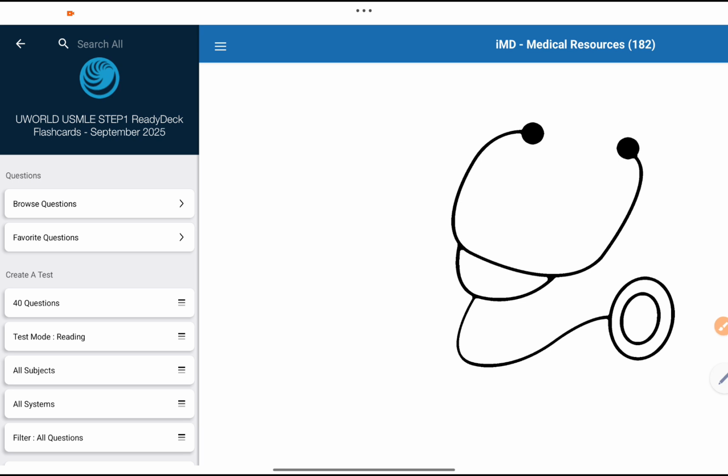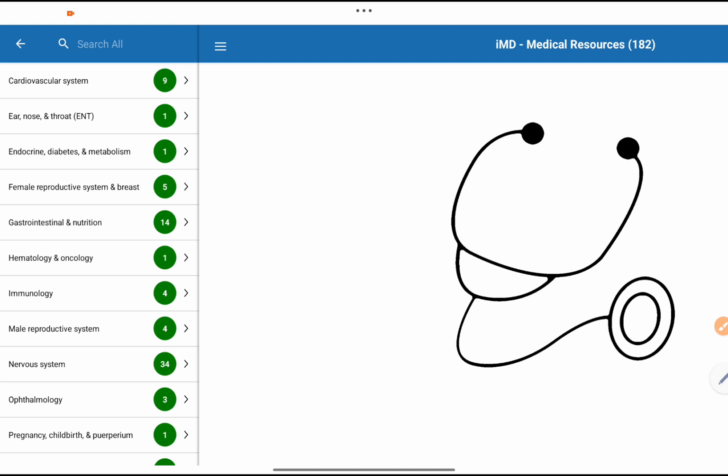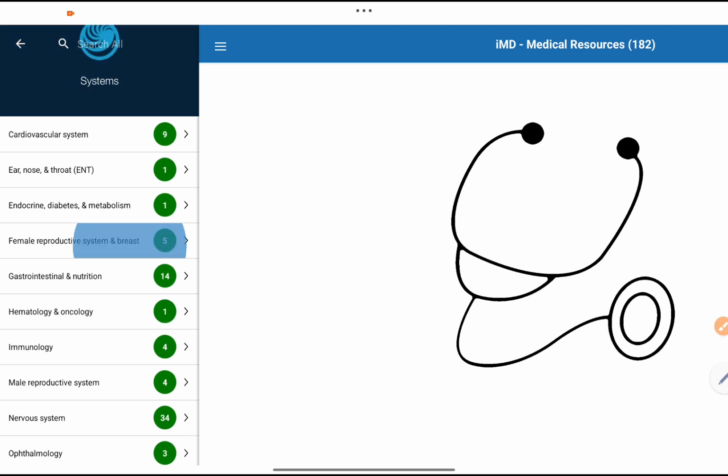I'll select in browse questions the subject anatomy, and in anatomy, since I've studied the reproductive system, female reproductive system and breast and also male reproductive system. So I'll try to use the flashcards of the male and female reproductive systems. Firstly, let's go for the female reproductive system and breast.